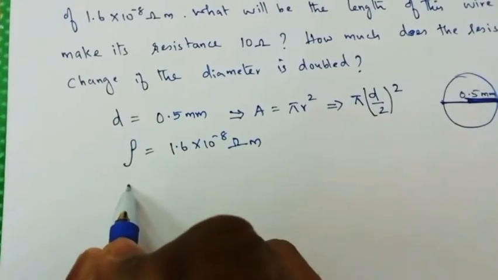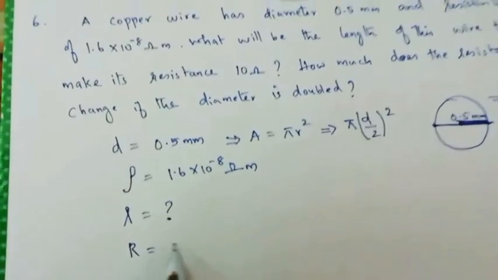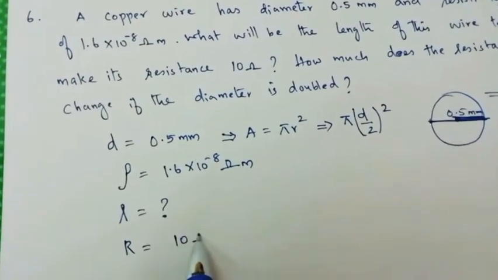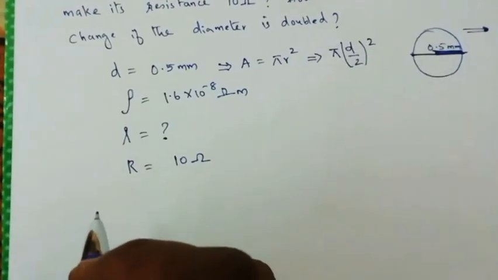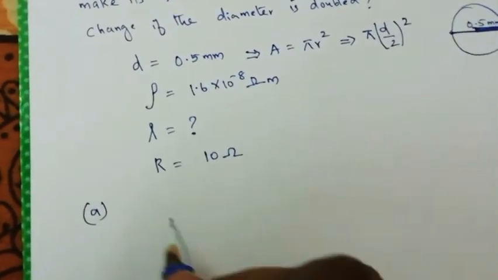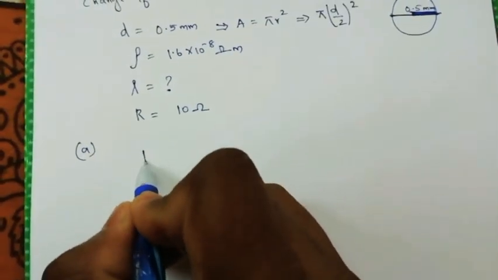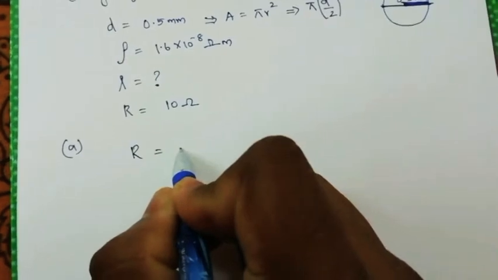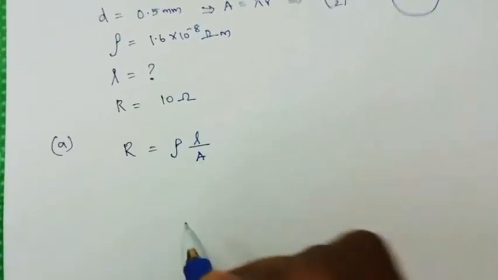And then the length is not given. Resistance is also given in your question, it is 10 ohm. So first we try to find the length of the wire. So we should use the formula R is equal to rho L by A, which we all know.